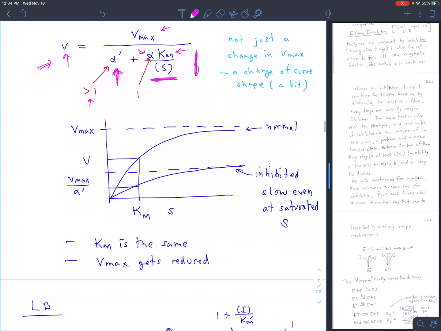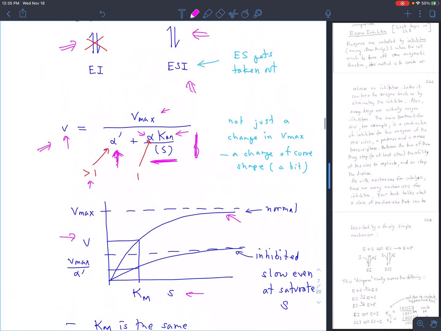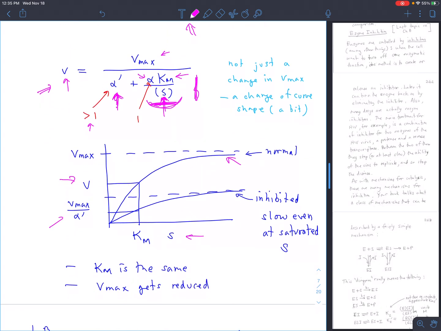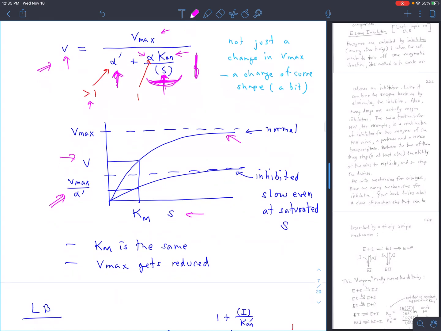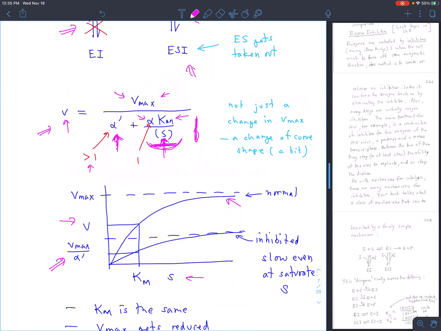And now, if we plot the velocity versus the substrate concentration, without inhibition, we get the normal Michaelis-Menten curve. But with inhibition, look what happens as the substrate concentration goes to infinity. If this substrate concentration gets very large, this whole term is going to go to 0, and we're going to get Vmax divided by alpha prime at infinite substrate concentration. When we've saturated with as much substrate as we can get in, as will dissolve in water, then we still will not get the full Vmax value.